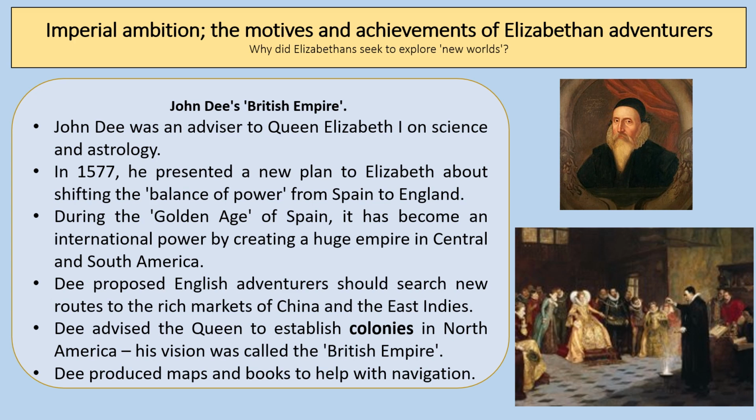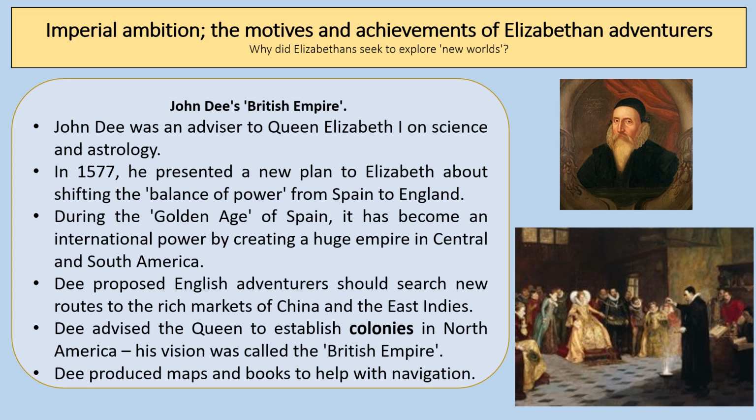Okay, so let's find out more about why Elizabethans sought to explore new worlds. Well, John Dee has a lot to answer for this. John Dee was the person that came up with the idea of the British Empire, the concept of the British Empire. John Dee was an advisor to Queen Elizabeth I on science and astrology.